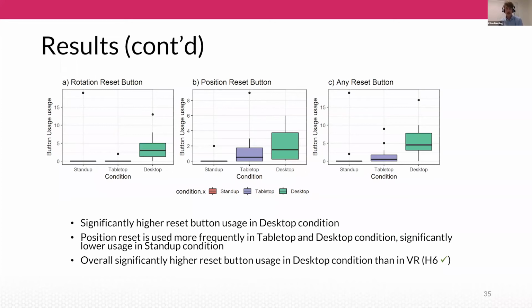And if we combine both numbers and look at the subjects that used any reset button, position reset and rotation reset, we see, and this is also no surprise, that desktop users made more use of any reset buttons significantly more often than VR users.